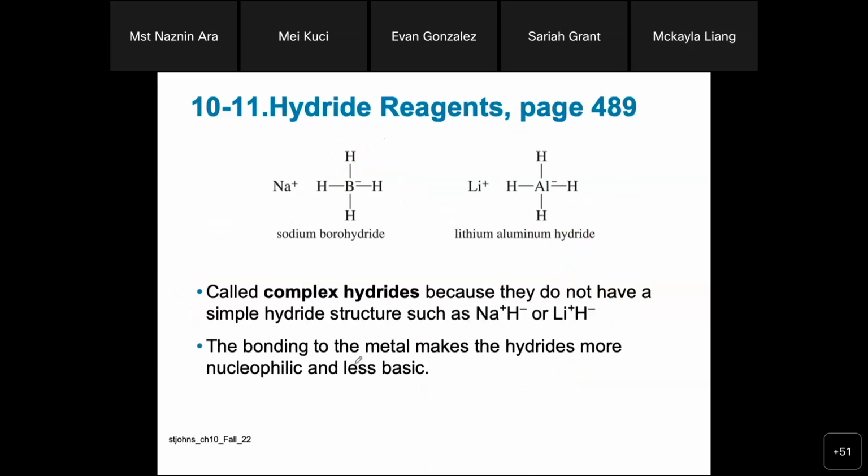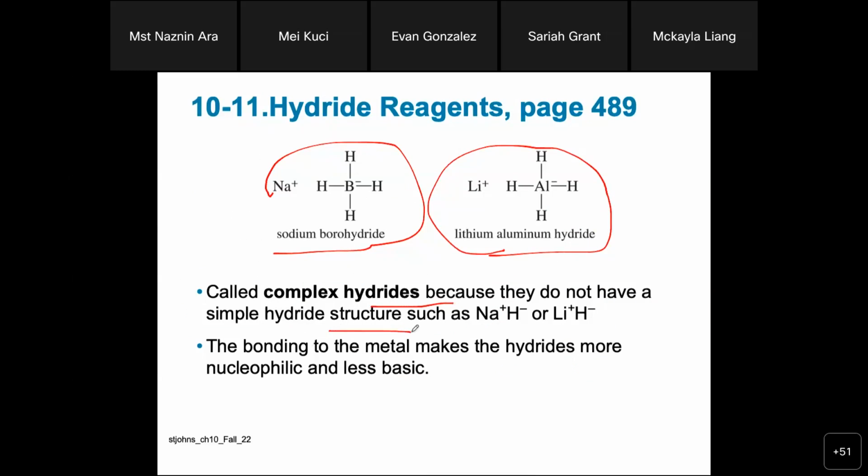So this is called the complex hydride. Sodium borohydride, I think we also talked a little about it in the last chapter. Lithium aluminum hydride. So these are complex hydrides because they do not have a simple hydride structure like that. This is the boron. So the bonding of the metal makes the hydrides more nucleophilic and less basic. Okay, this is the purpose we use this type of hydride reagent.